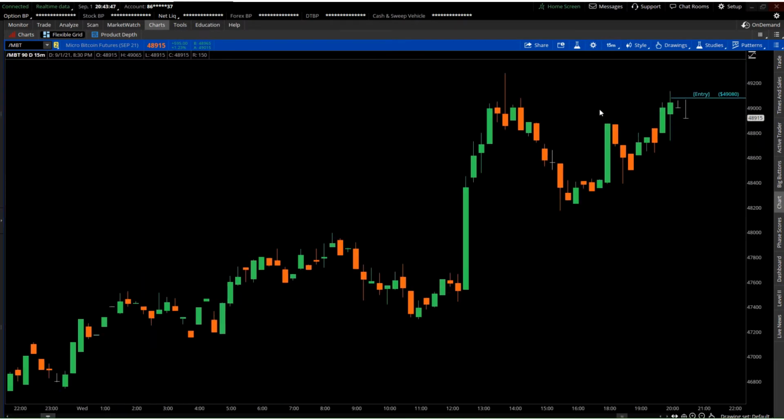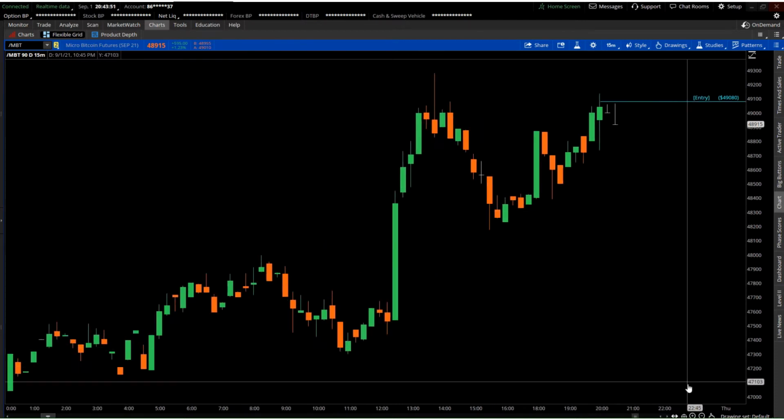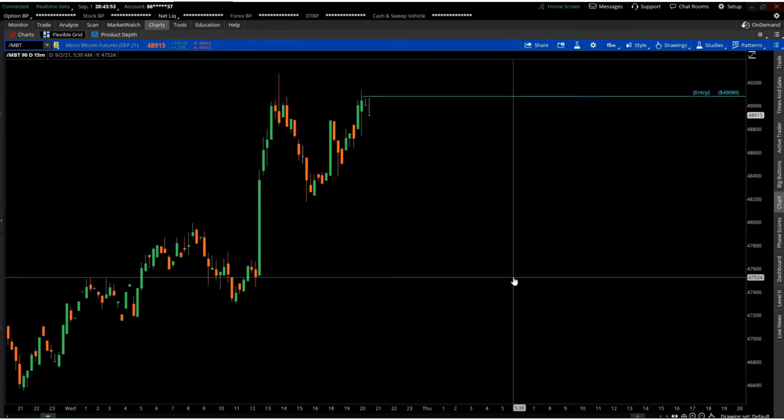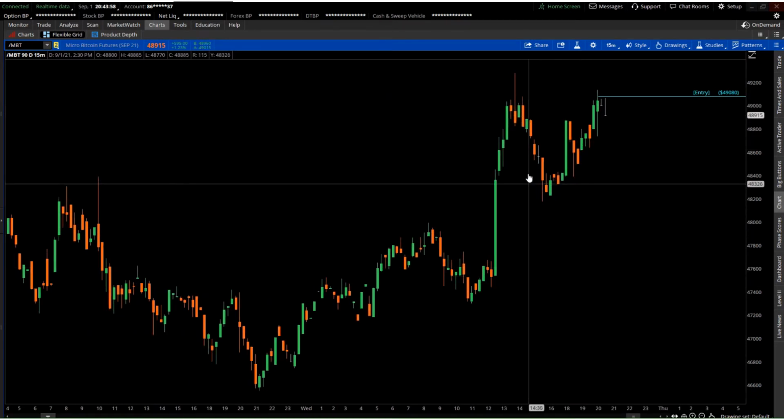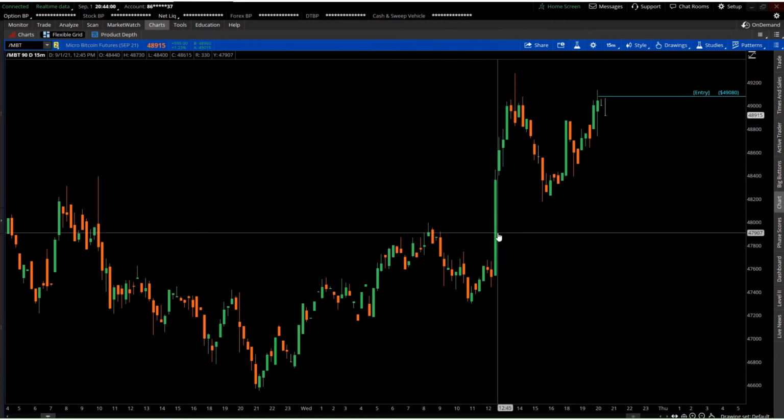Yeah. So the rationale for my entry is that I was looking at it at a lower time frame, which is right here at the 15-minute. And what stood out, let me just back out a little bit. So what stood out was that I was seeing this pattern as a pennant, a bull pennant.